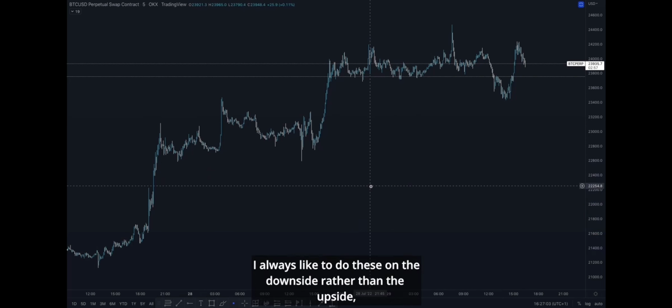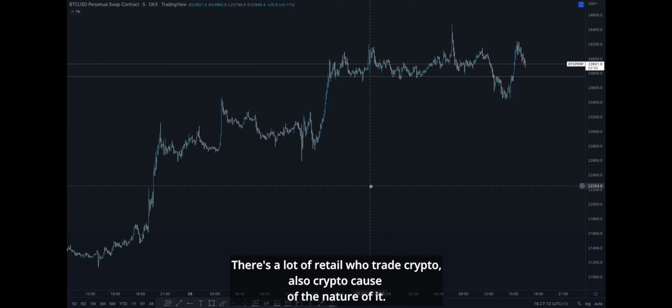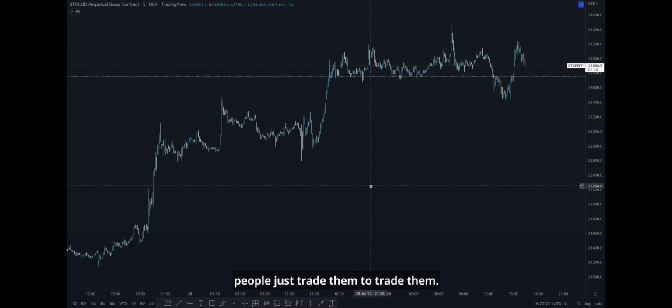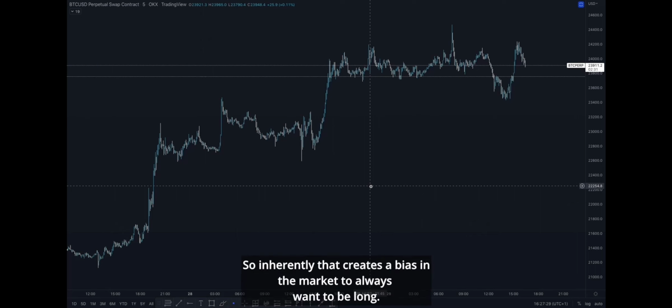I always like to do these on the downside rather than the upside because crypto trading is retail heavy. There's a lot of retail who trade crypto. Also, because of the nature of it, it's not like gold, wheat, corn or oil, things you can trade where people just trade them to trade them. Crypto also has the cult aspect where people really want their coins to go up because they want to be a millionaire for doing nothing. So inherently that creates a bias in the market to always want to be long.